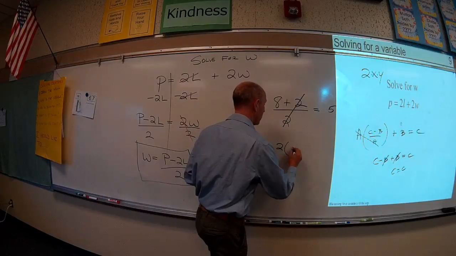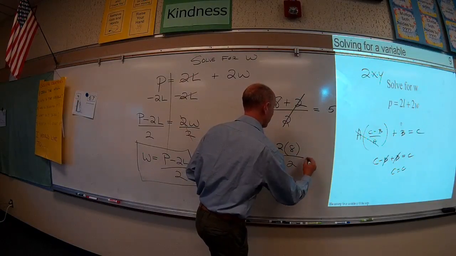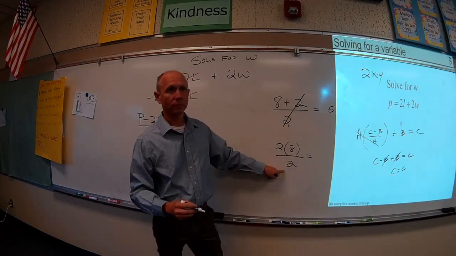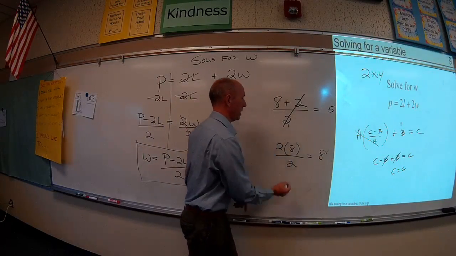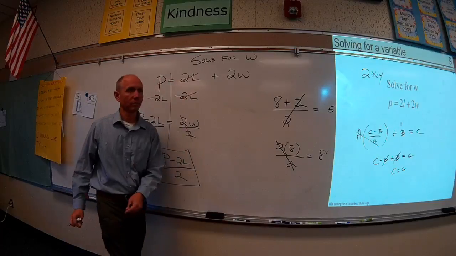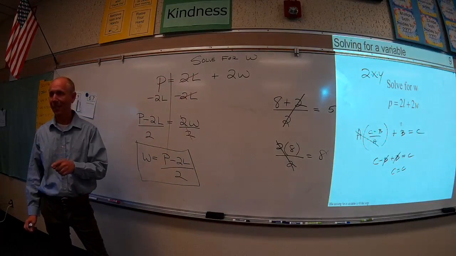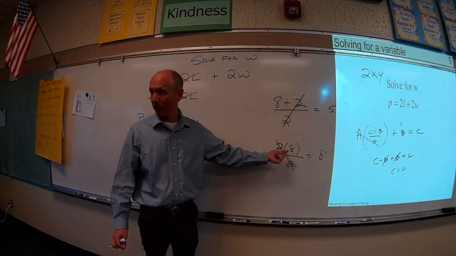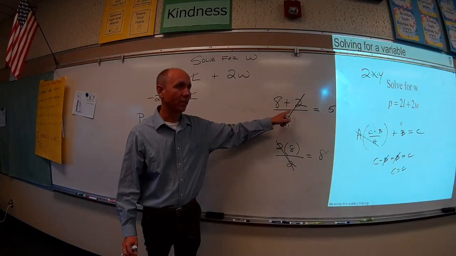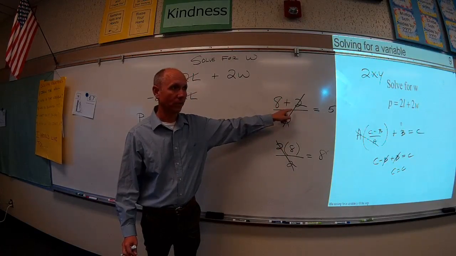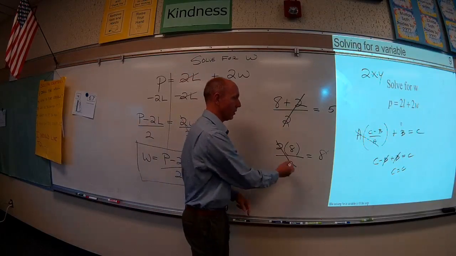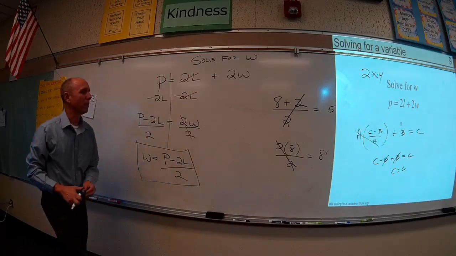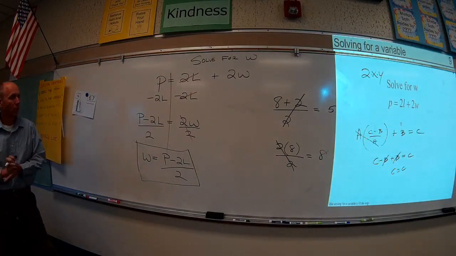Here, what's 2 times 8? Divided by 2? 8. Cancel out the 2's. 8 equals 8. This canceling thing works in multiplication. It doesn't work in addition. I can cancel 2's when I'm multiplying. I can't cancel 2's when I'm adding. That might be beyond the scope of what we're doing today, though.